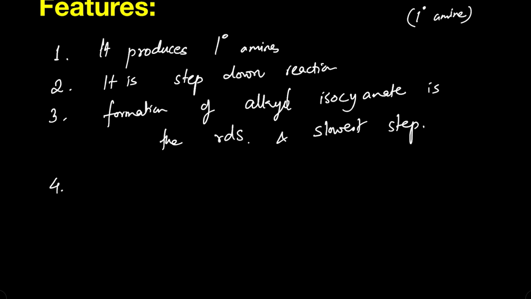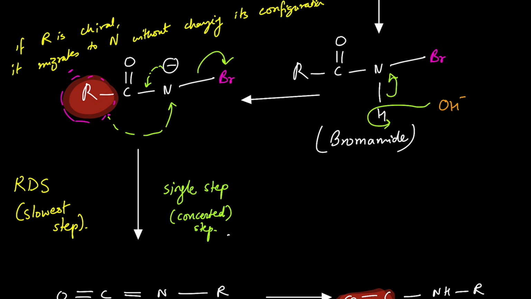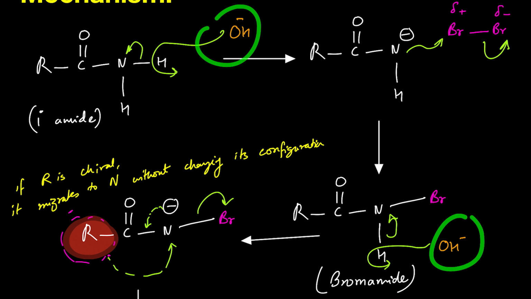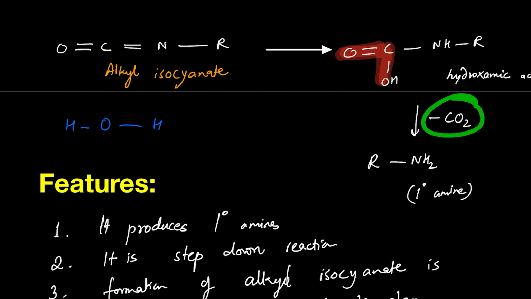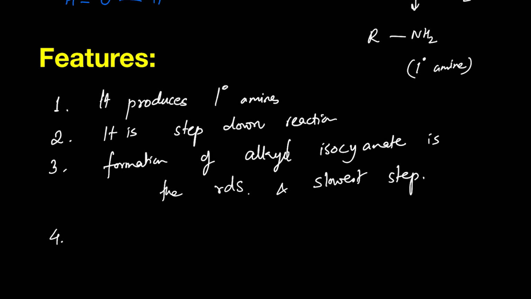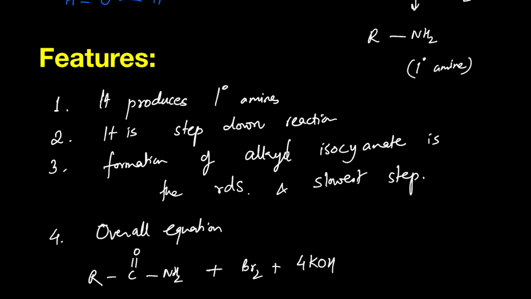And the fourth one is that the overall number of moles of KOH required in this case would be 4. Now if you look closely, we have used 1 mole of OH over here, 1 mole of OH over here, but there are 2 moles of KOH consumed more when this CO2 gets released. 2 moles of KOH are consumed again in order to produce K2CO3. So keeping that in mind, the overall balanced equation is written as this.